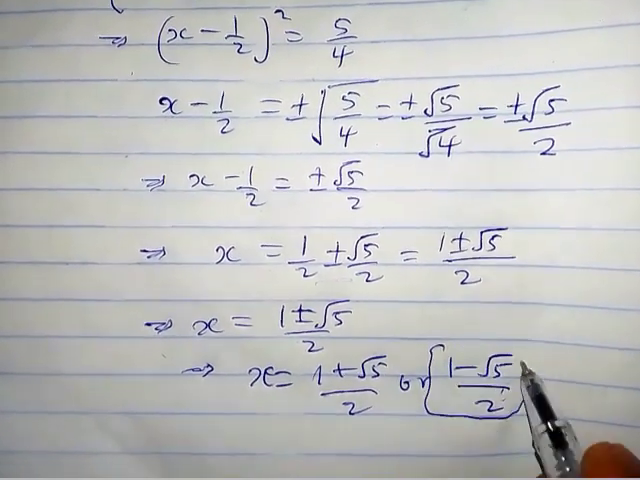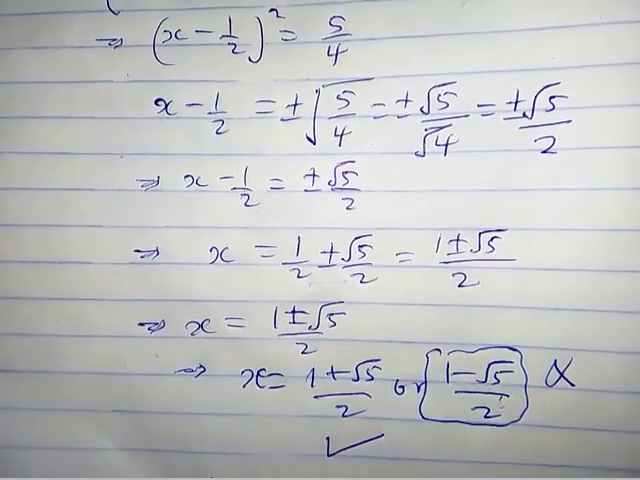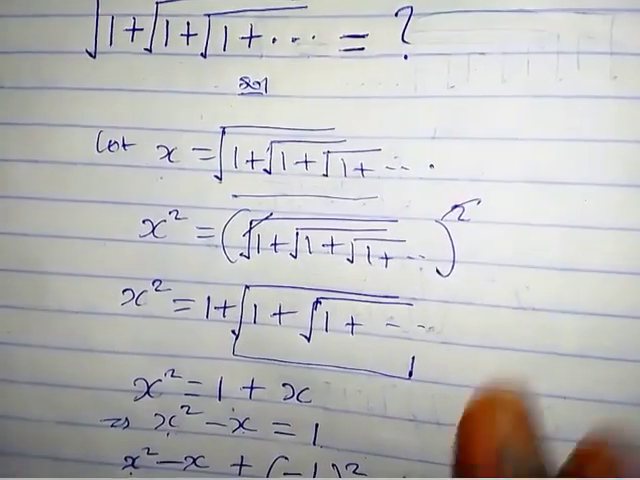So this is not the required solution. This is the required solution. x equals 1 plus the square root of 5 over 2 is the required solution for this problem. So that's it.